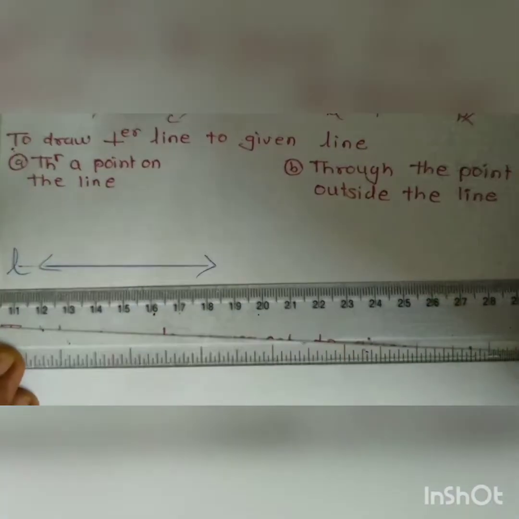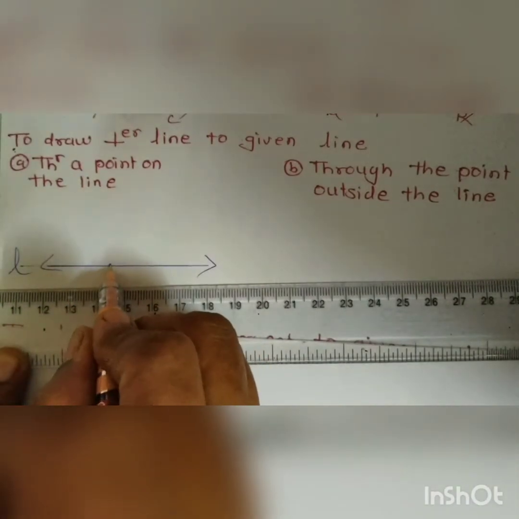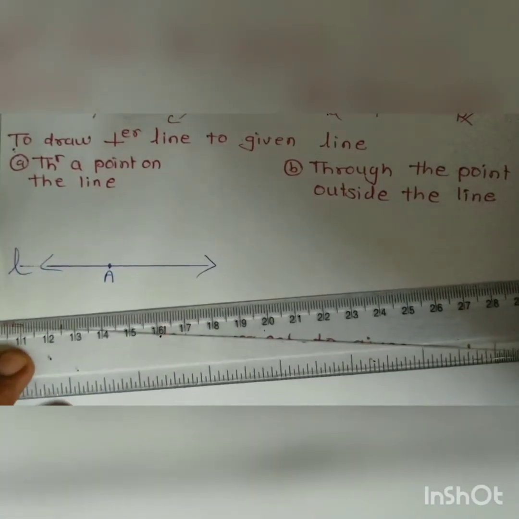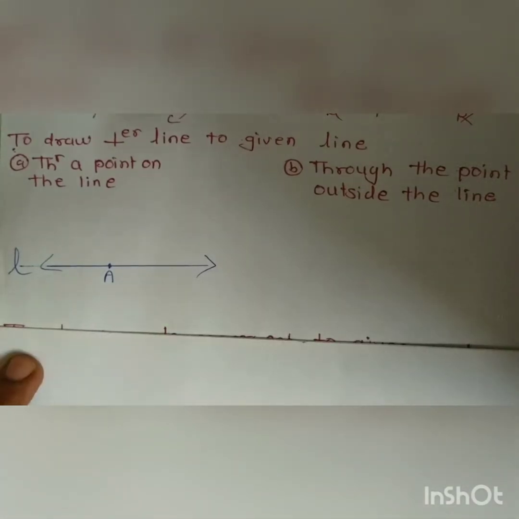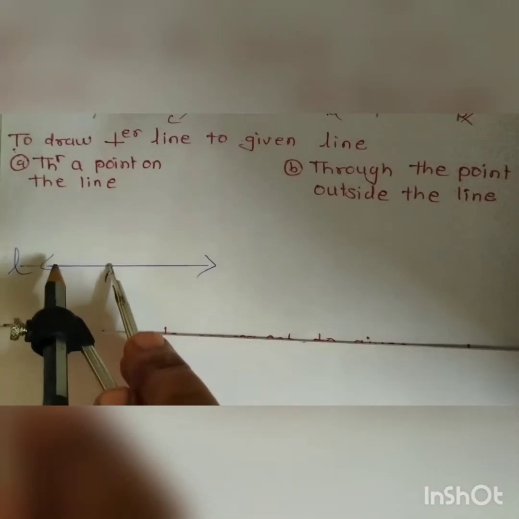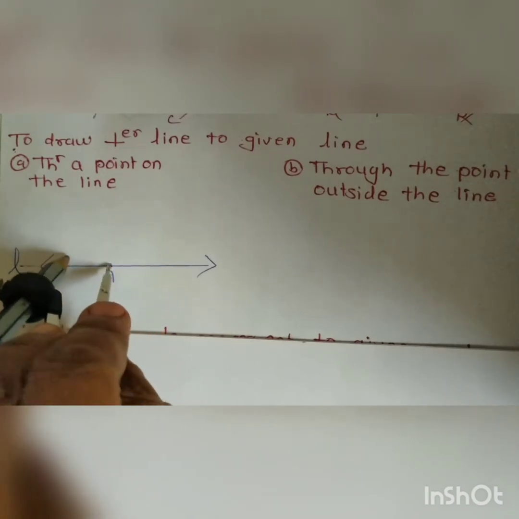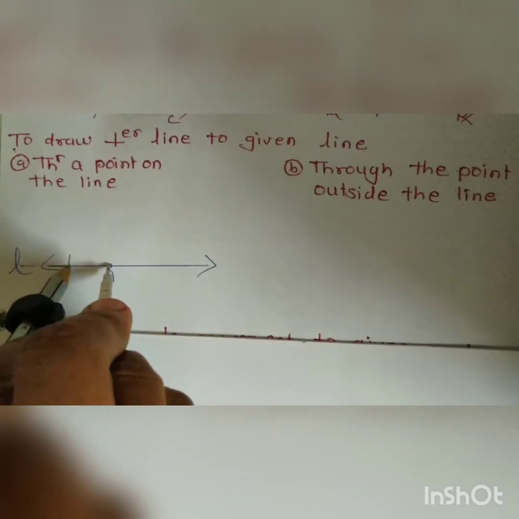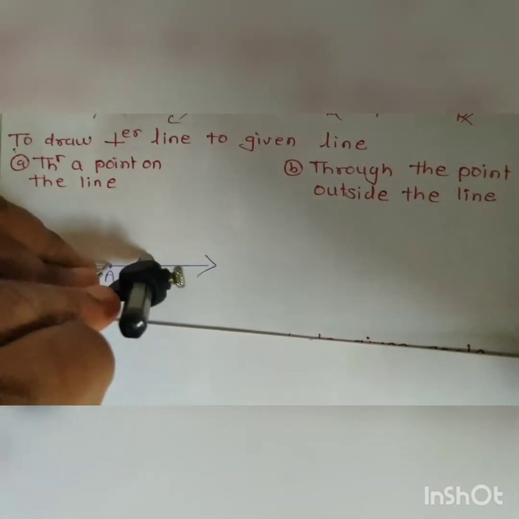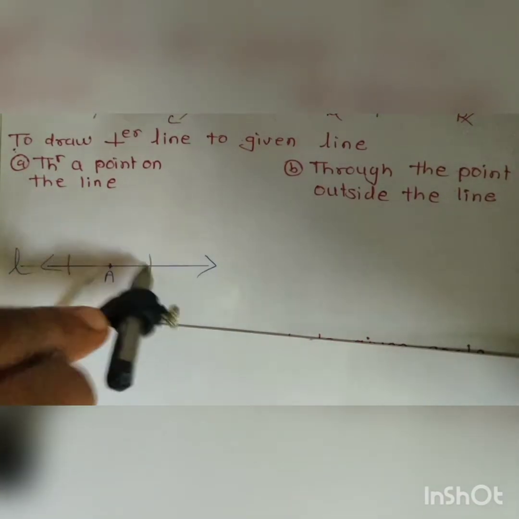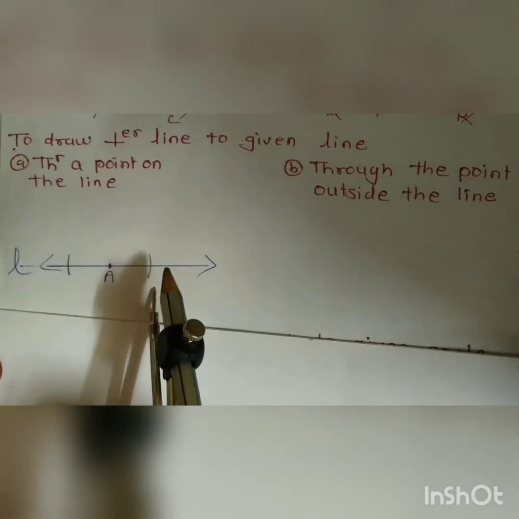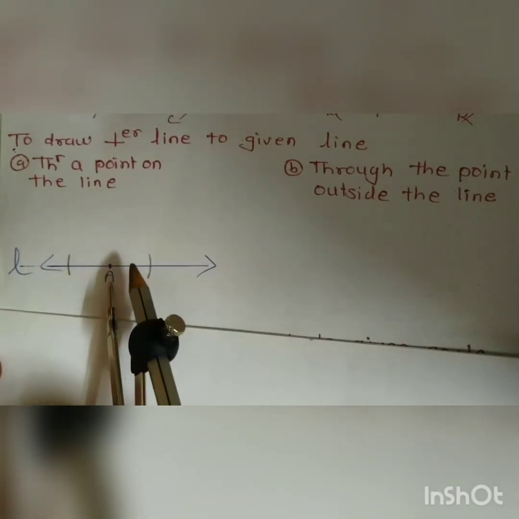This is line L. On this line L, this is point A, and we have to draw a perpendicular line passing through point A. Now see here, taking A as center and a proper distance according to the line, make arcs on both sides of A. Here we obtain these 2 arcs which are equidistant from A.